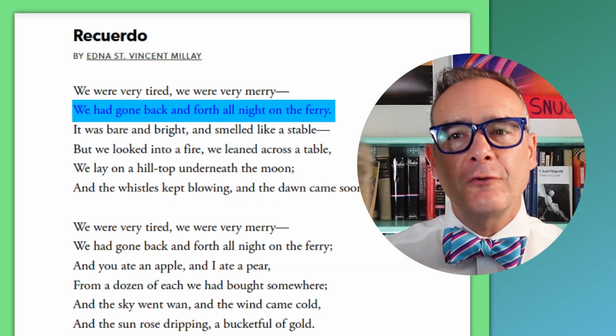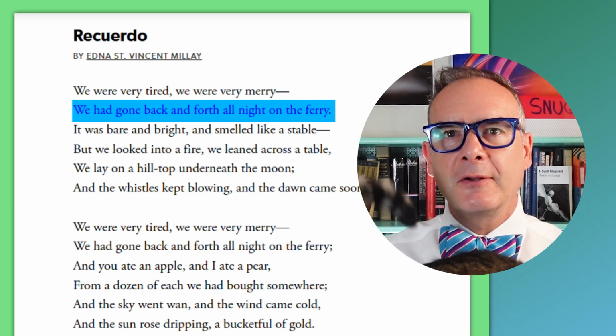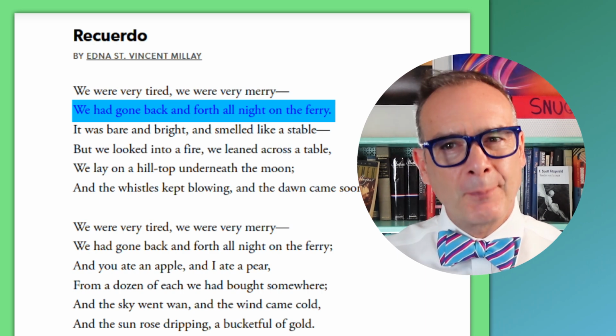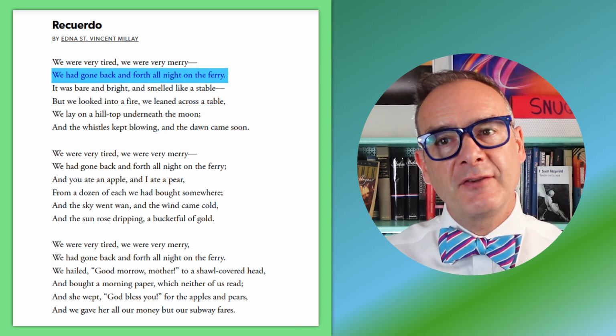The ferry shows a transitional space. It's between destinations. It's a liminal experience. The complete unit then creates a memory that's both exhausting and exhilarating. It's the kind of night that defines young love.